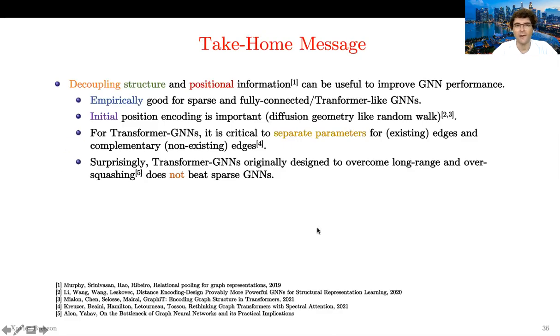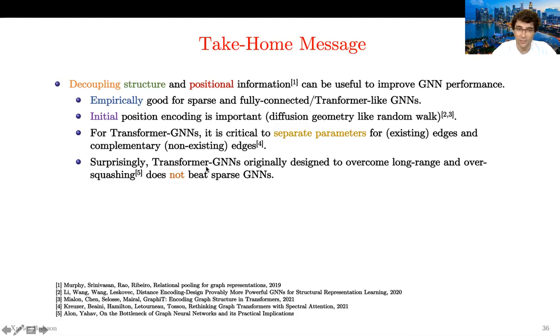Conclusion, so decoupling structural and positional information inside the GNN is actually a way to improve performance. Empirically, they are good for sparse and also fully connected GNNs. Initial positional encoding is important and should be based on diffusion geometry like random walk. And for transformer GNNs, it is critical to separate parameters between existing edges and non-existing edges. So that was a very good idea from SAN.